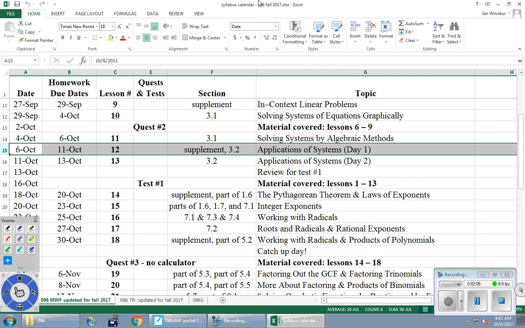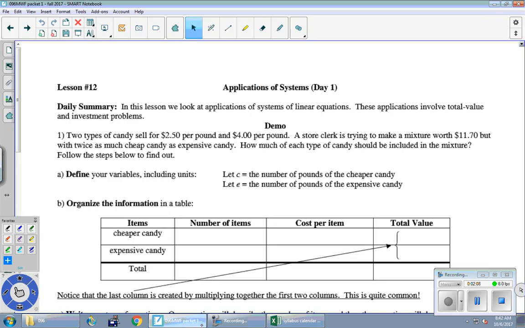Okay. So let's jump in here on the top of page 93. In this lesson, we look at applications of systems of linear equations. These applications involve total value and investment problems. So 2 kinds of problems today.